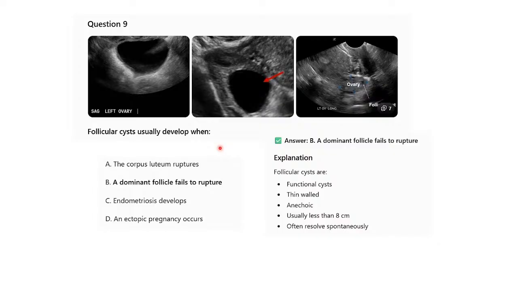The best answer for this is... So the explanation: follicular cysts are functional cysts, thin-walled, anechoic, usually less than 8 centimeters, and often resolve spontaneously. So this is a characteristic follicular cyst due to a dominant follicle that fails to rupture.